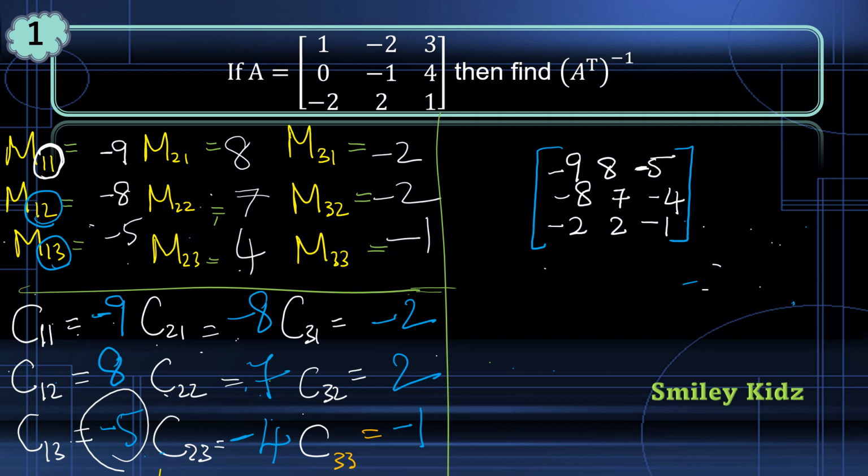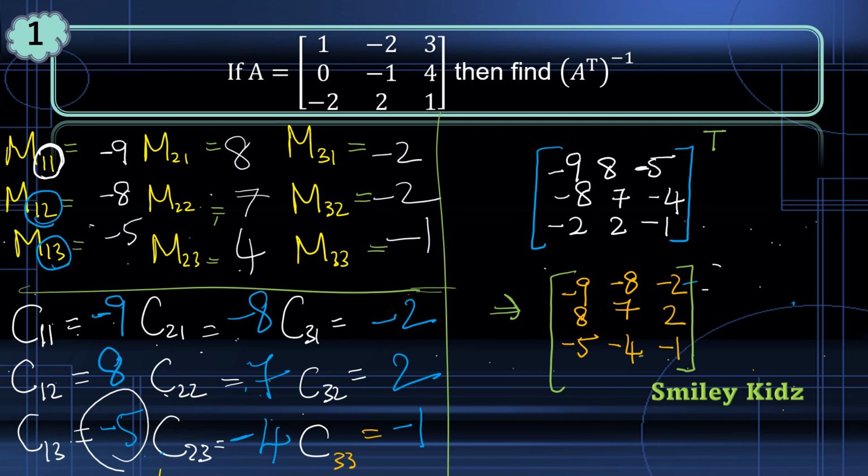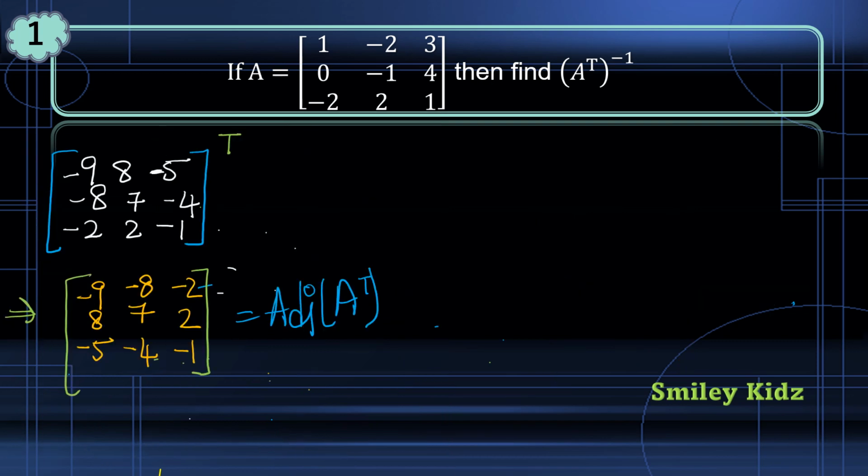Now how do we find the adjoint? The transpose of this matrix will give you the adjoint. Right? So let's find out the adjoint. It's very simple. Just transpose it. Now, minus 9, 8, minus 5, minus 8, 7, minus 4, minus 2, 2, and minus 1. This is our adjoint of A. Now that we found out the adjoint of A transpose, let's find out the what? Inverse.